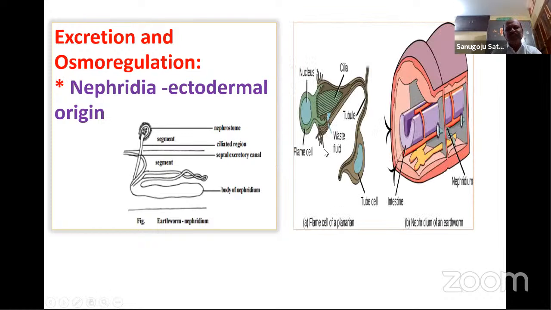Next, in platyhelminthes, flame cells are useful for excretion. They look like a flame. In nematodes, some renette cells are useful. As far as annelids are concerned, the nephridia are useful. This is the enlarged structure of a nephridium, in which excretion and osmoregulation take place.